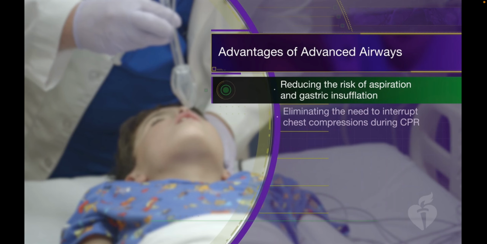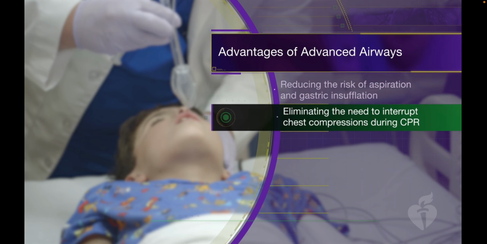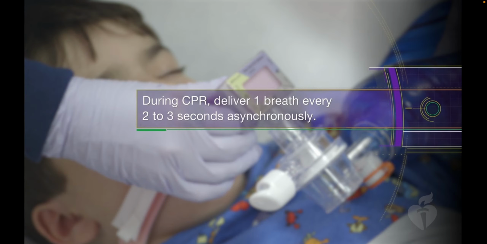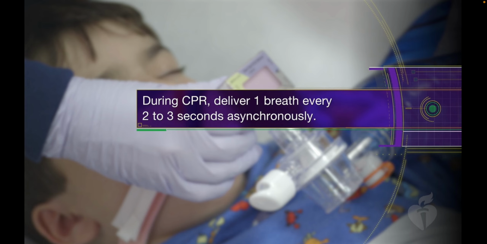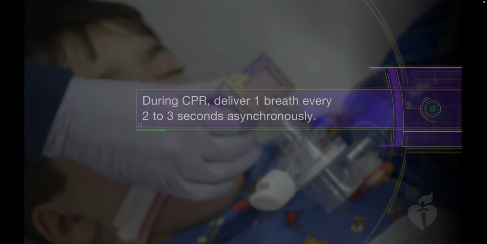Advanced airway devices such as endotracheal tubes and laryngeal mask airways offer many advantages. These include reducing the risk of aspiration and gastric insufflation, and eliminating the need to interrupt chest compressions to deliver breaths during CPR. If an advanced airway is inserted during CPR, you should minimize how often and how long you interrupt chest compressions for intubation. Once you correctly place the tube, deliver one breath every 2 to 3 seconds asynchronously, while continuous chest compressions are delivered without interruptions.